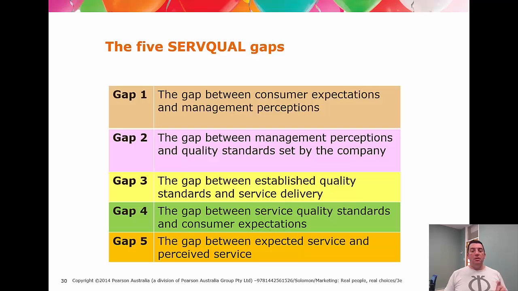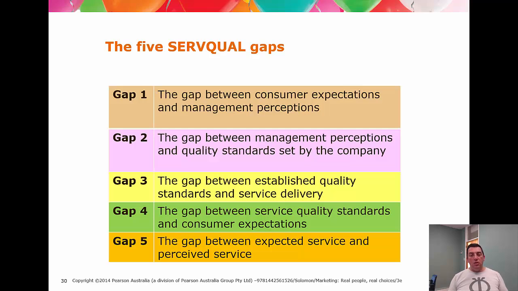The 5 gaps, just to cover what they are, the slide might be a bit hard to see there. So the 5 gaps are gap 1, the gap between customer expectations and management perceptions. Gap 2 is the gap between management perceptions and quality standards set by the company. Gap 3 is the gap between established quality standards and service delivery.